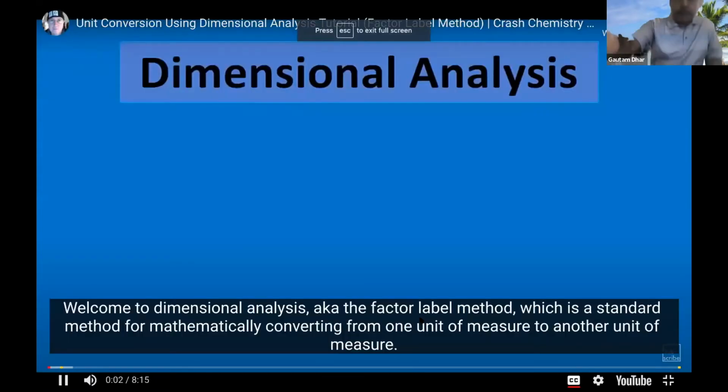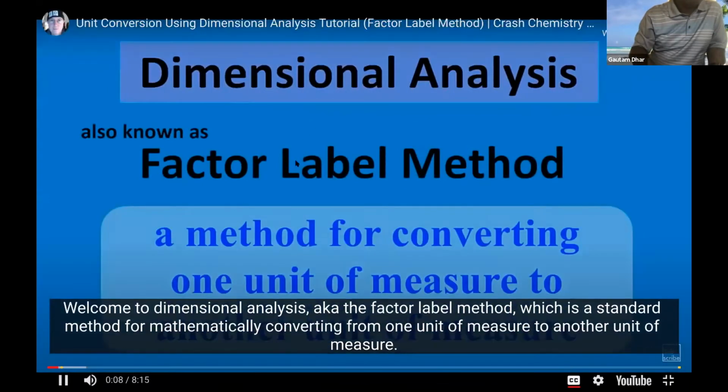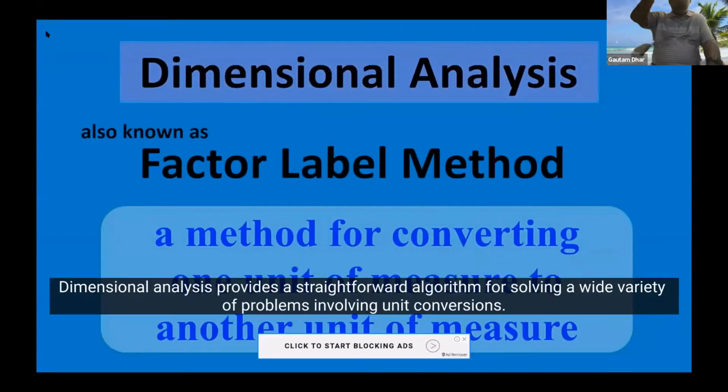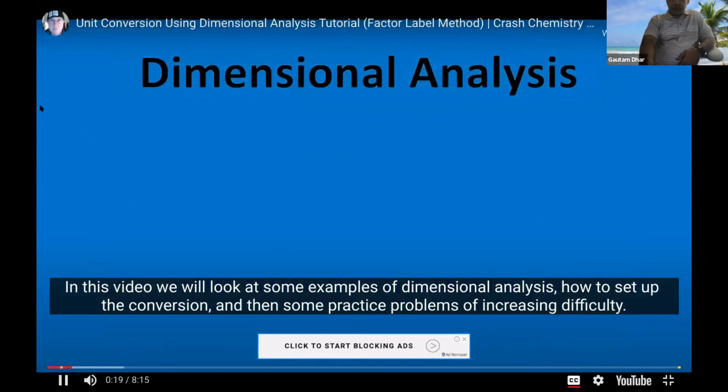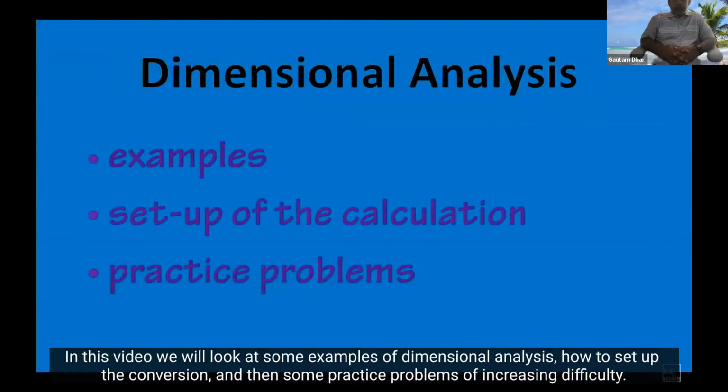Welcome to dimensional analysis, aka the factor label method, a standard method for mathematically converting from one unit of measure to another unit of measure. Dimensional analysis provides a straightforward algorithm for solving a wide variety of problems involving unit conversions. In this video, we will look at some examples of dimensional analysis, how to set up the conversion, and then some practice problems of increasing difficulty.